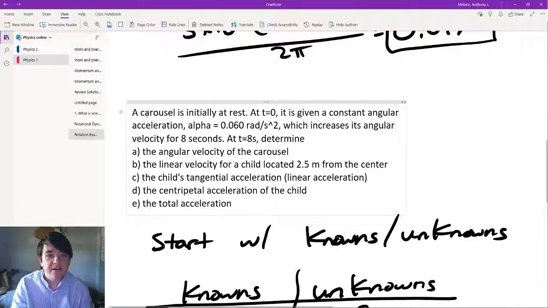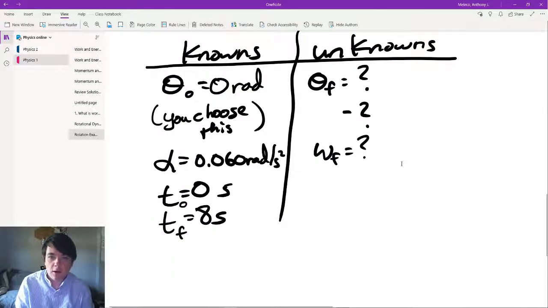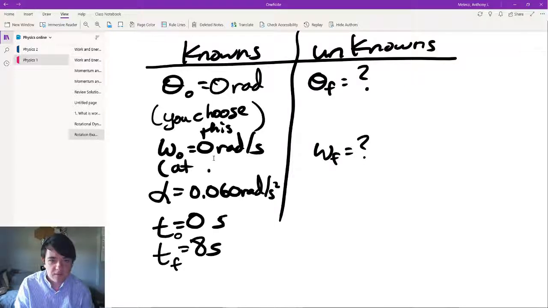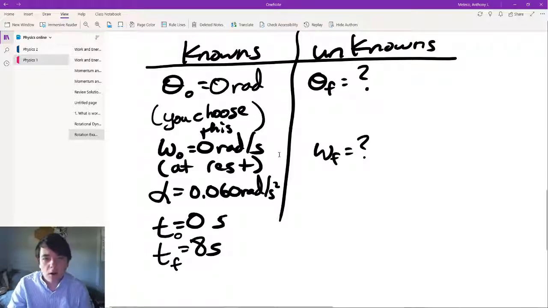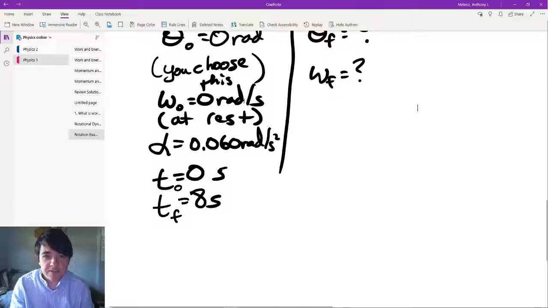Oh, a carousel initially at rest. Whoop, kind of messed that up. That means that our, sorry about that, guys. That's what happens when you read too fast. We actually do know our initial angular velocity, this guy, 0 radians per second, because it's at rest. Look at that. That right there is a trick. Not really a trick, it's just information that usually carries over from translational motion, right? We would do that all the time. If something's at rest, your initial velocity is 0.